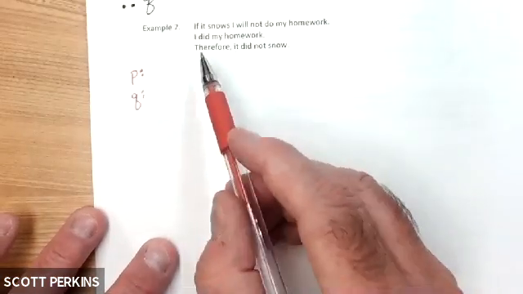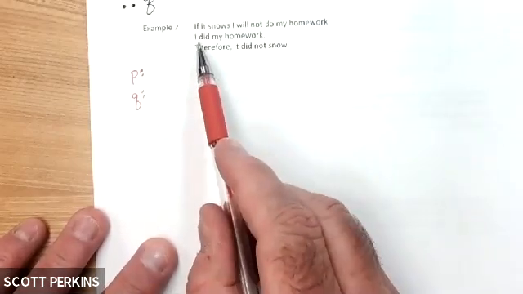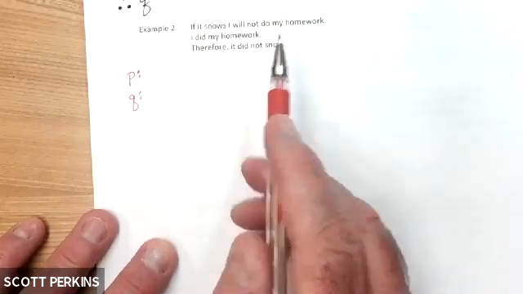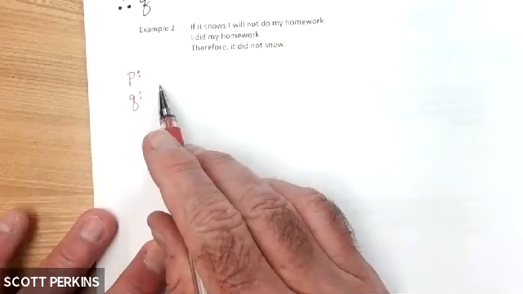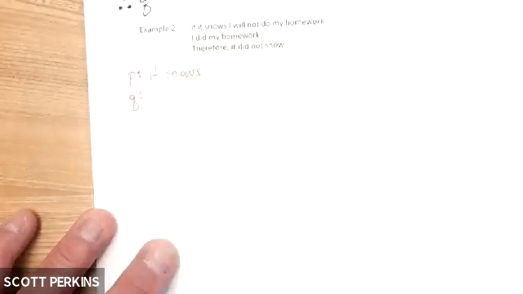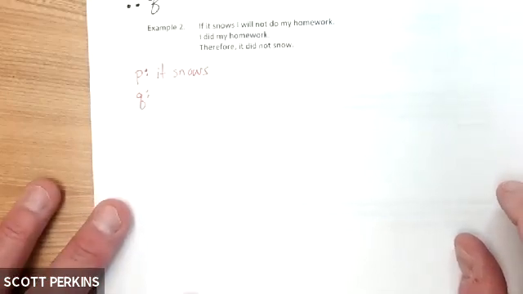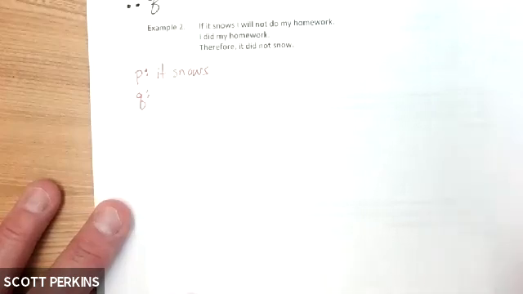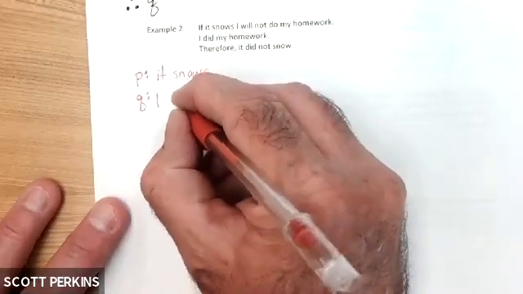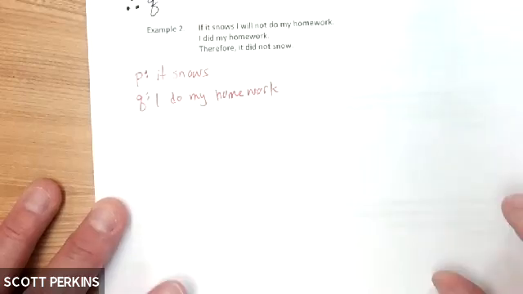All right, so my argument is this. If it snows, I will not do my homework. That's pretty defiant. The next premise is I did my homework, and then the conclusion is therefore it did not snow. So simple statement P is going to be it snows, or it does snow, or it will snow. I'm not super concerned about the verb. Just remember it has to be positive. And then statement Q is I do my homework. Again, I'm not super concerned about the verb. It just needs to be positive.